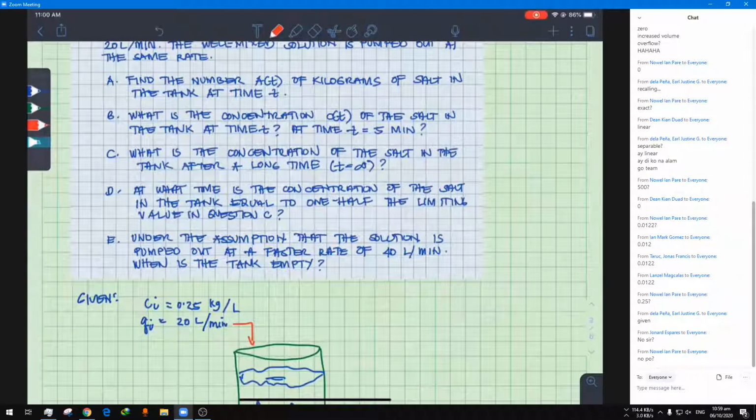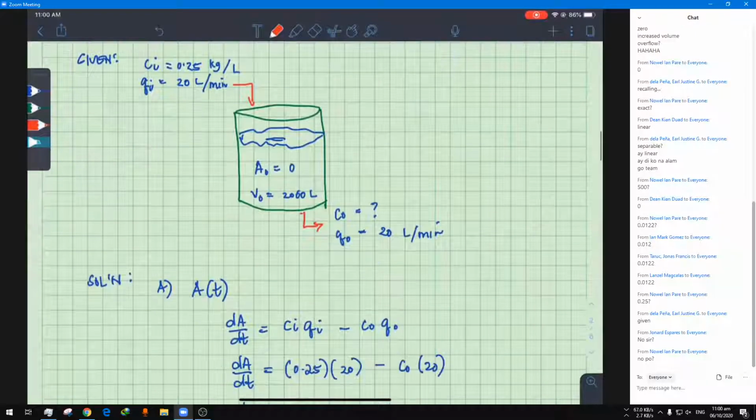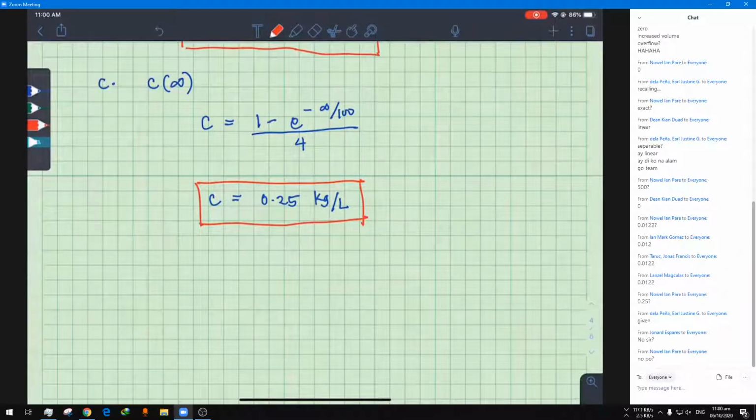So at what time is the concentration of the salt in the tank equal to 1/2 the limiting value of question C? In short, yung final concentration natin when t is equal to infinity, so that would be our limiting concentration. So kailan natin ma-attain yon? If the concentration is half. So what would be the time when our concentration is equal to half of the concentration when the time is infinity.